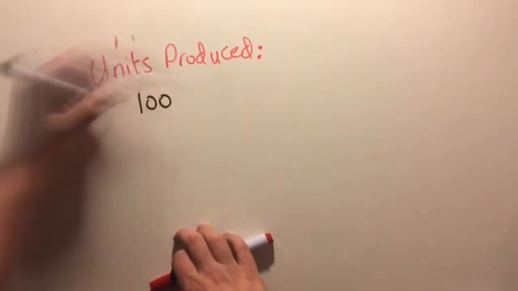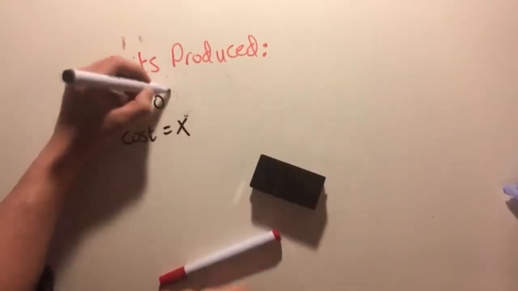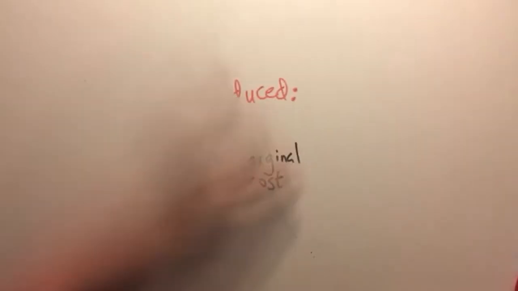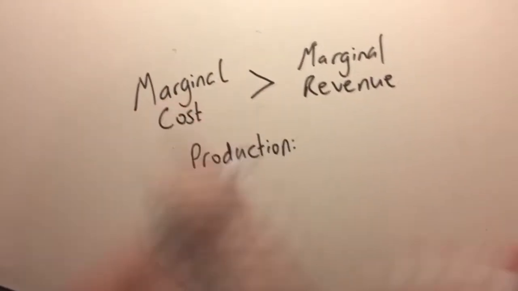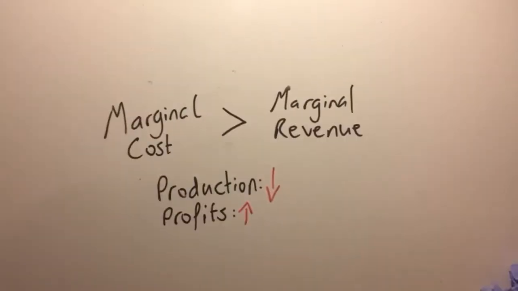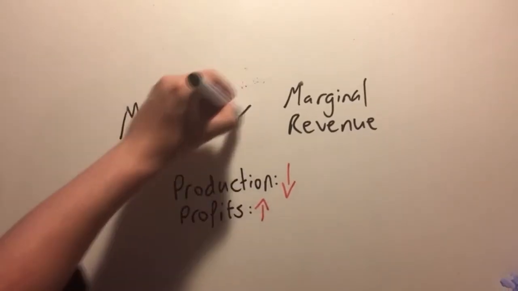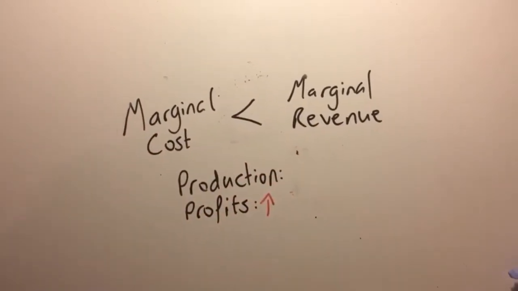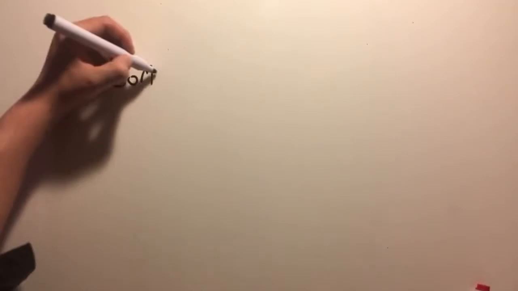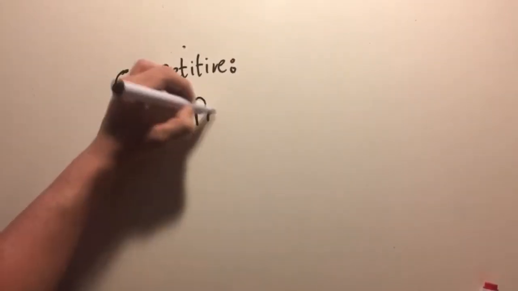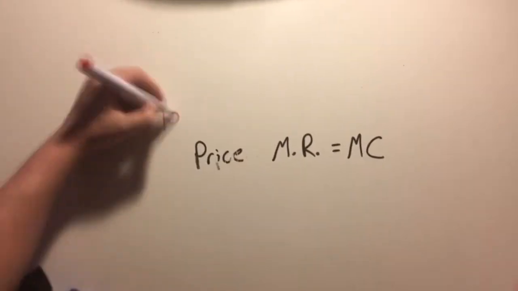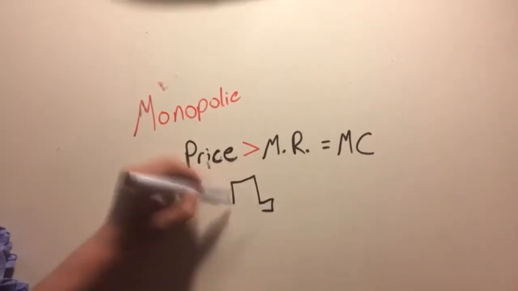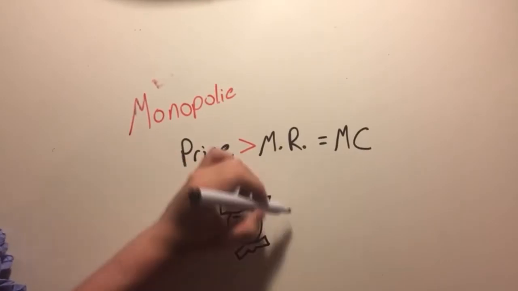Marginal cost is the cost added by producing an additional unit of product. If marginal cost is larger than marginal revenue, a monopoly can reduce production to maximise profits. If marginal cost is less than marginal revenue, a monopoly can sell more units to maximise profits. For competitive firms, price is equal to marginal revenue, which is equal to marginal cost, but for monopolies, price is greater than marginal revenue, which equals marginal cost.